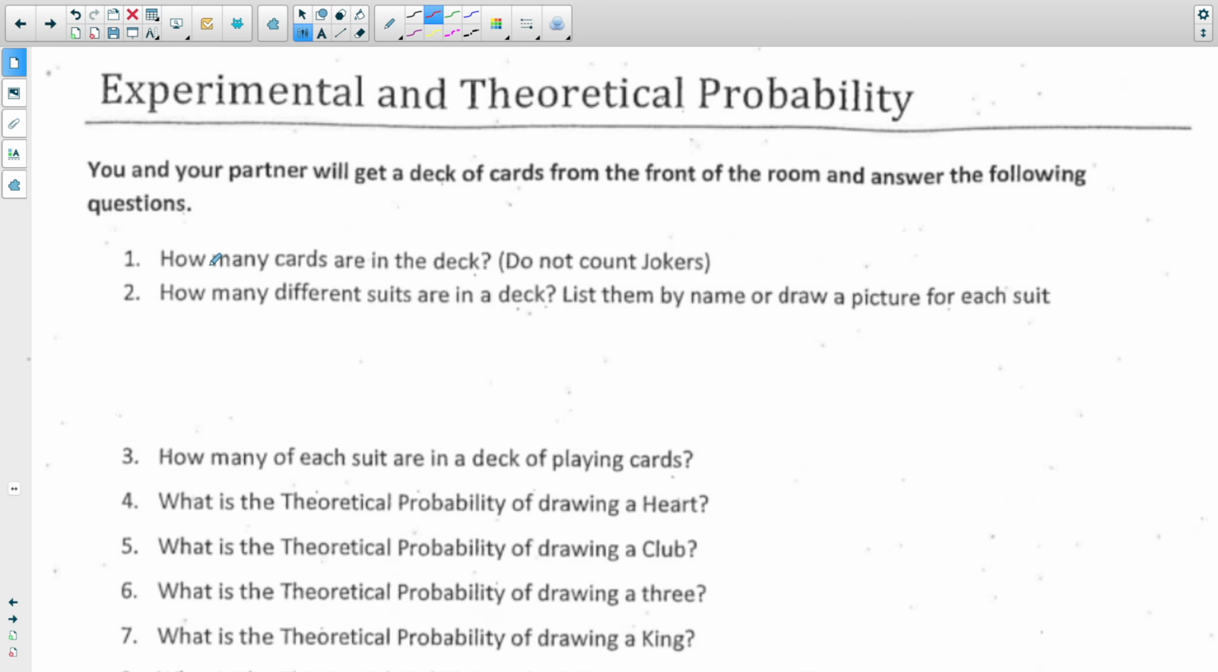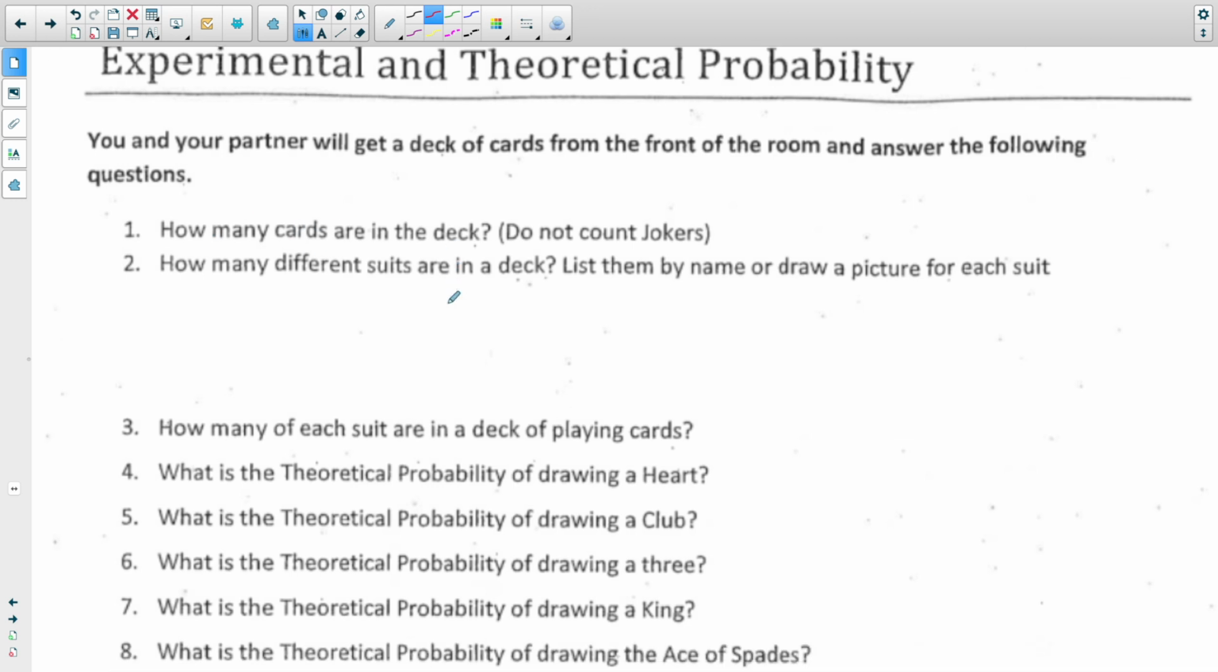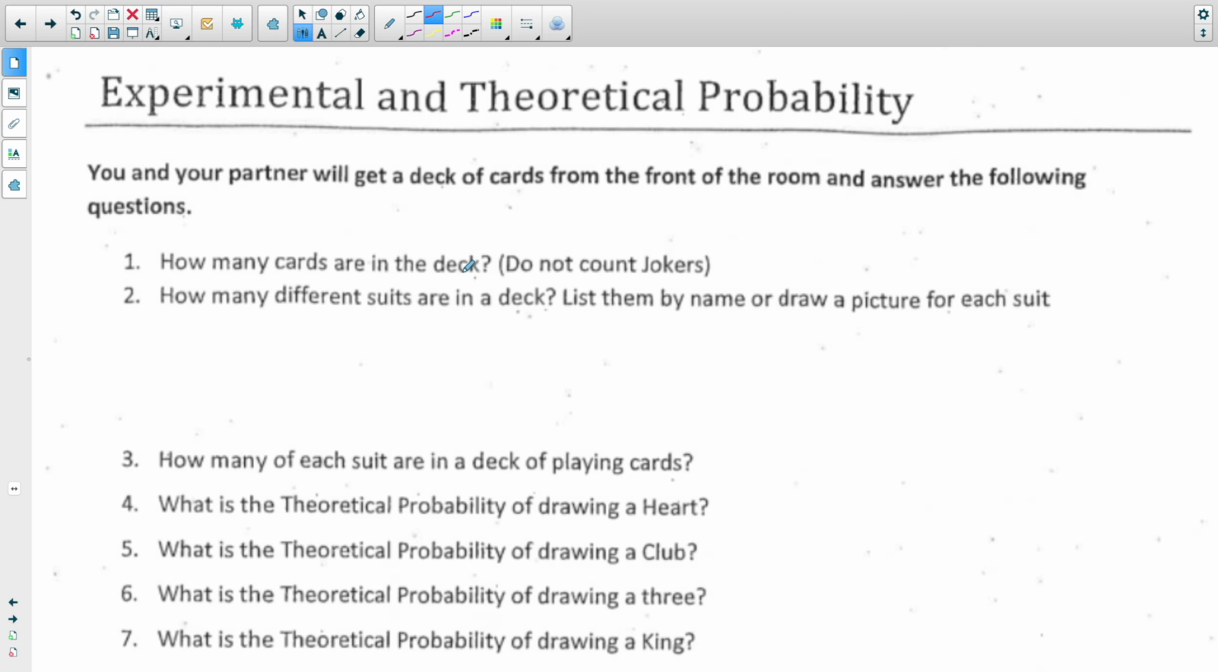Okay, today you're going to be doing some experiments with the partner. Before we get started, I want to make sure that people know a little bit about cards. First, how many cards are in a deck? There are 52, so fill that in on your worksheet.